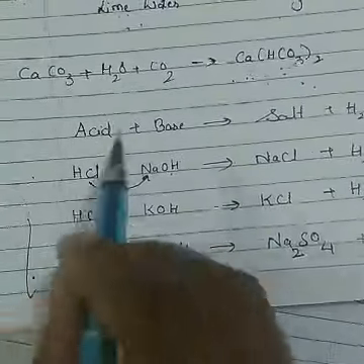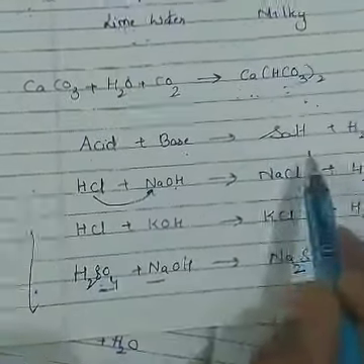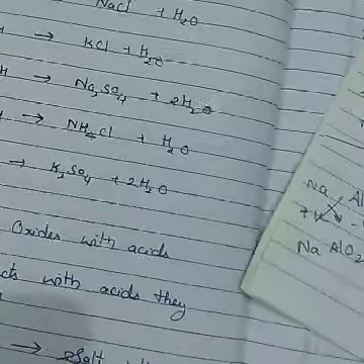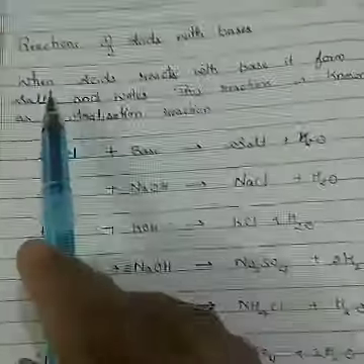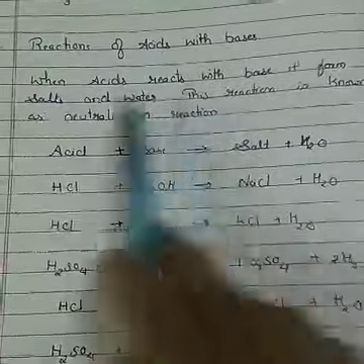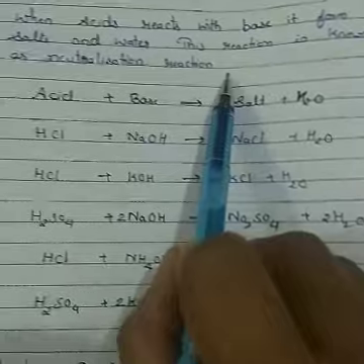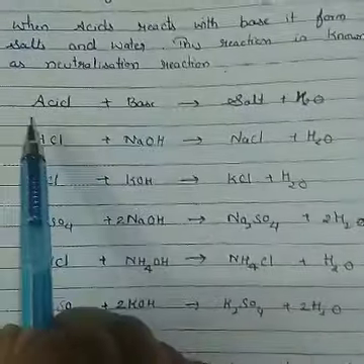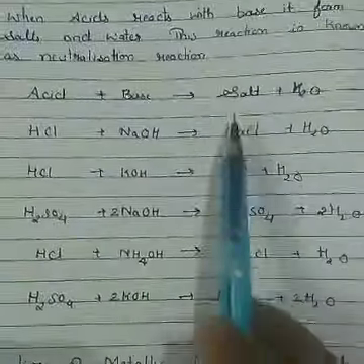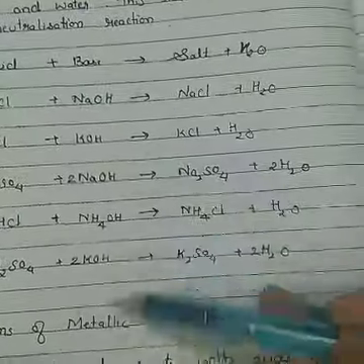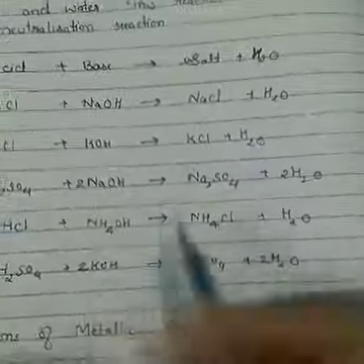What is a neutralization reaction? When acid reacts with the base, it forms salt plus water. This reaction is called a neutralization reaction. Now we'll go along with the notes, that when acids react with the base, it forms salt and water. This reaction is known as neutralization reaction. So the basic reaction is acid plus base gives rise to salt plus water. So these are the examples that we have done.